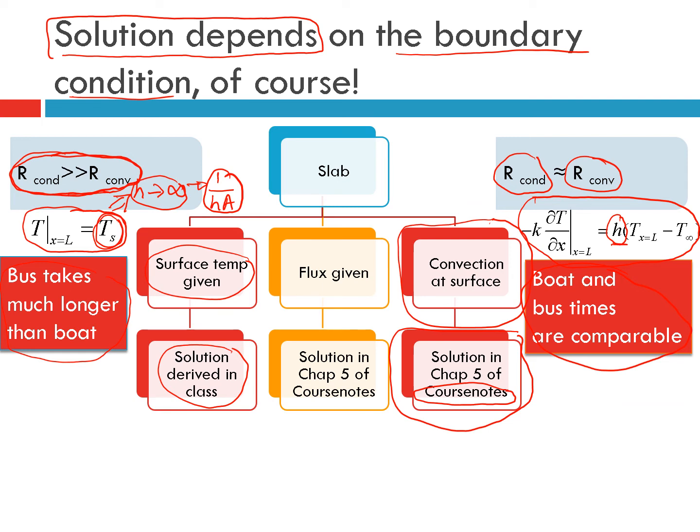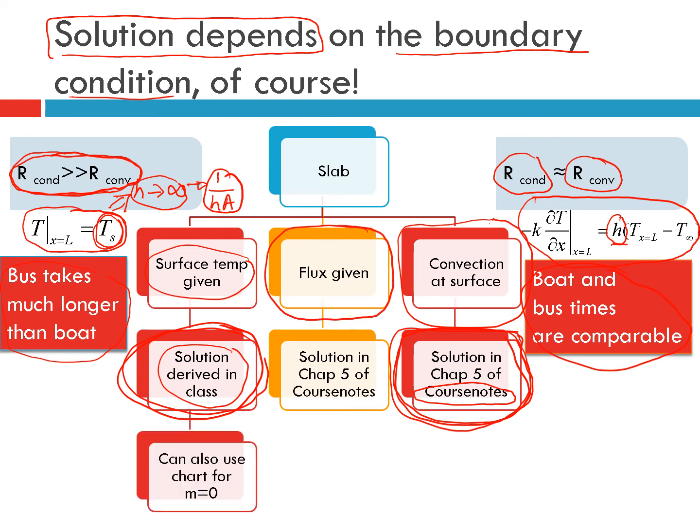The form of this final solution and the previous solution are exactly the same. So this solution can also be plotted just like this one, which I will show in just a second. The second boundary condition, flux given, has a very different solution, and it's not part of this chart.